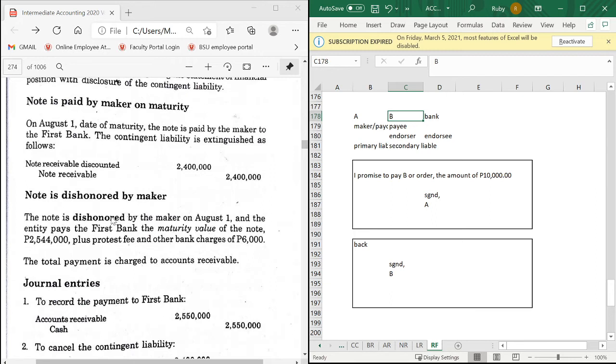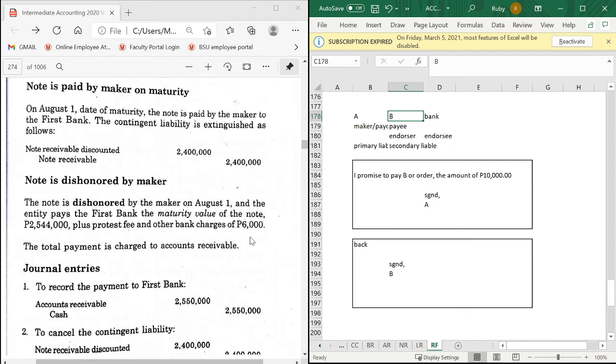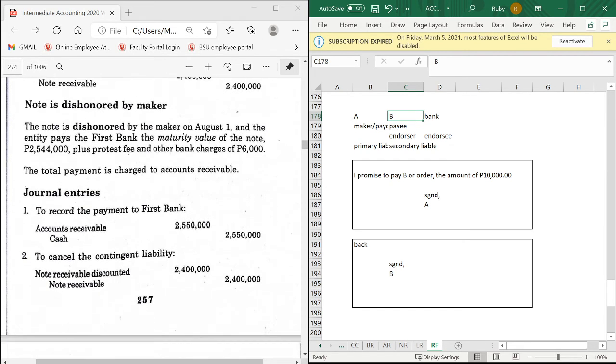Note is dishonored by maker. The note is dishonored by the maker on August 1, and entity pays the bank the maturity value. So to record, mayroong accounts receivable, 2,550. Ito, 2,544 plus 6, 2,550. And then, i-cancel na yung contingent liability na note receivable discounted. Ito ay nagbayad si customer directly kay bangko.